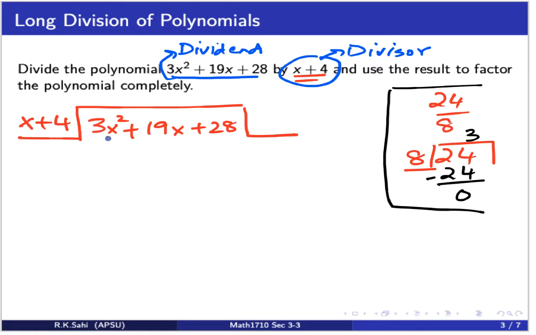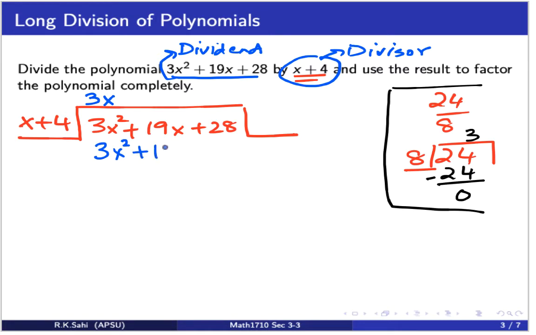Now we're going to cancel each term one at a time. The first thing we cancel is 3x squared. We look at what is given in the divisor. We have an x. So what should we multiply by x to get 3x squared? As we all know, it's 3x. When we multiply 3x by x plus 4, 3x times x gives me 3x squared. Then 3x has to be multiplied by 4, because it multiplies the whole expression, which has two terms, x plus 4. So 3x times 4 gives me 12x.